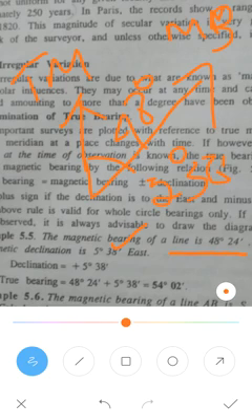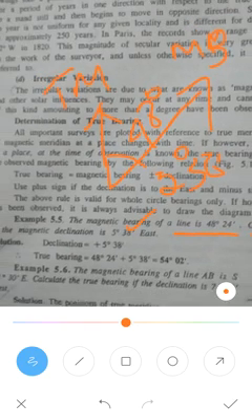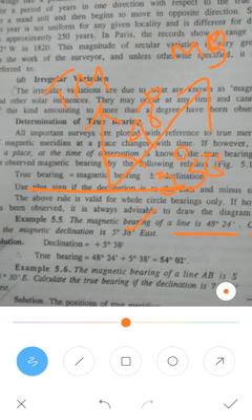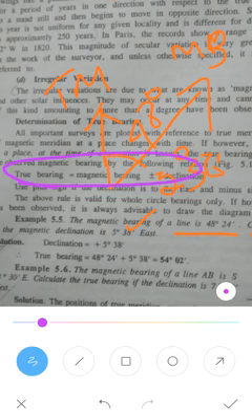I told you there is a formula. What is that? True bearing is equal to magnetic bearing plus declination. Magnetic bearing is given, declination is given, just add these two. So true bearing is equal to magnetic bearing plus declination. So the true bearing is 54 degrees 0 minutes.